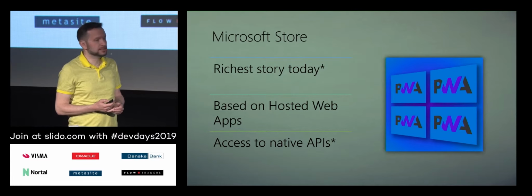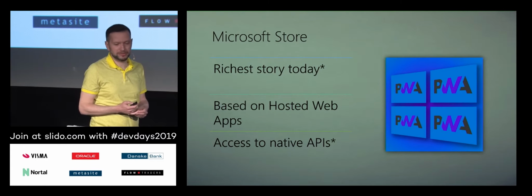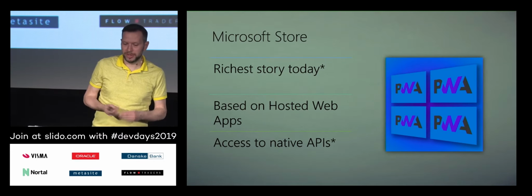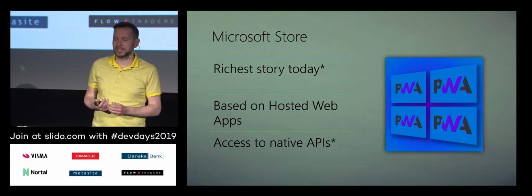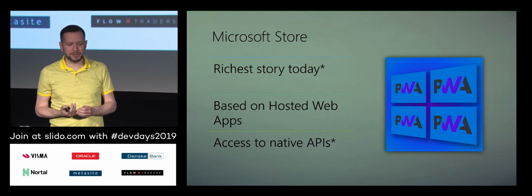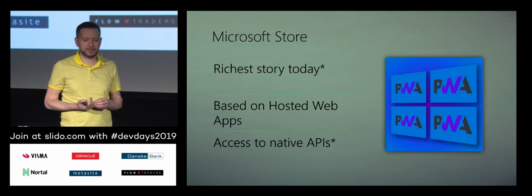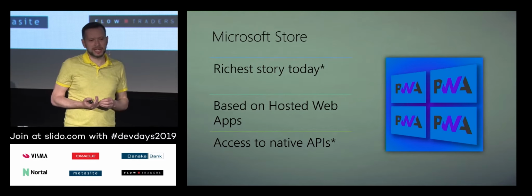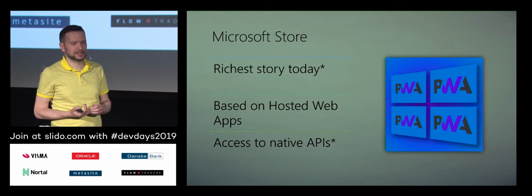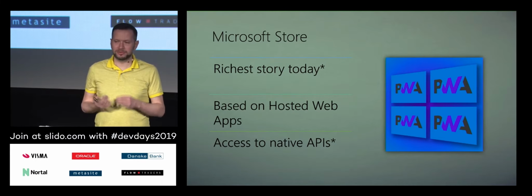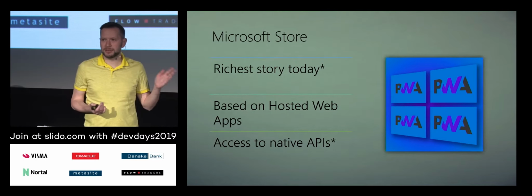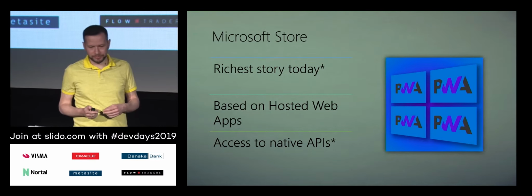As you can see, there is an asterisk to that, which will become apparent in a few minutes. But it's still the richest story today, and it's based on the technology that Microsoft started publicizing in the Windows 8 timeframe, I think. It was called Hosted Web Apps, which is kind of a predecessor of progressive web apps from the Microsoft side. And the most exciting thing about how Microsoft does it is that you get access to all the native Windows APIs straight from JavaScript. Almost all native APIs except for things like XAML that are not relevant in the web context.